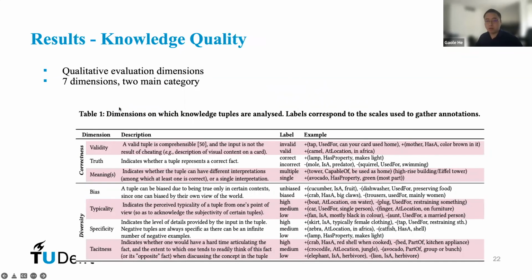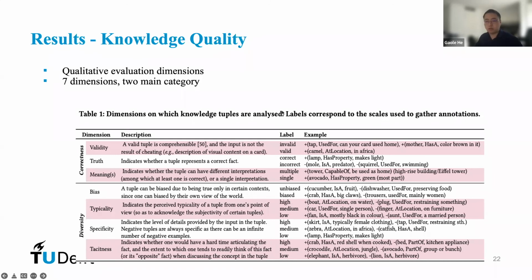To assess the quality of collected knowledge tuples, we defined 7 dimensions which fall into the categories of correctness and diversity. Zooming into each dimension, we find that most generative tuples collected are meaningful, correct, and unbiased. We also find the collected knowledge tuples have relatively high tacit and specific knowledge, while also a small ratio of typical knowledge. These findings confirm that Find It Out allows for externalizing tacit knowledge that is typically not found in existing knowledge bases.